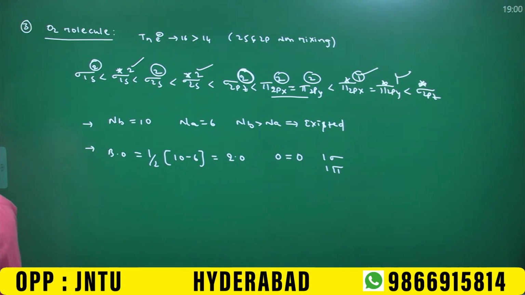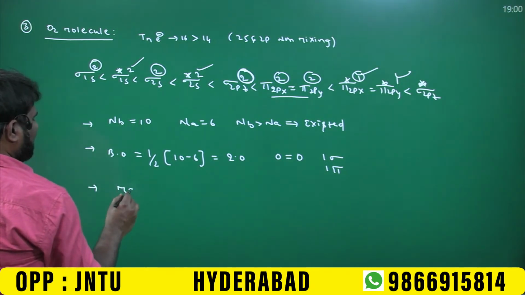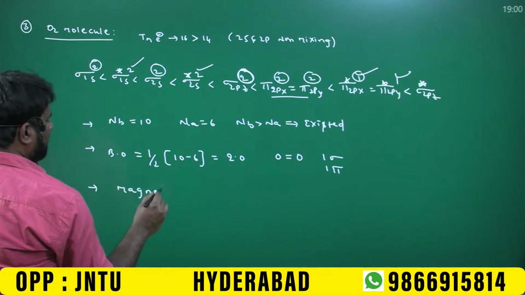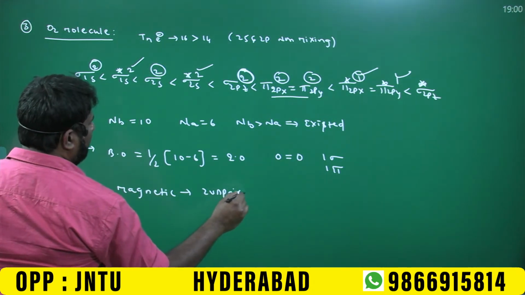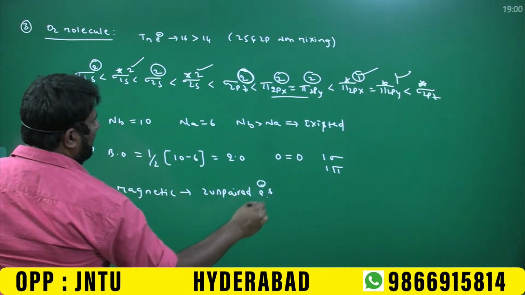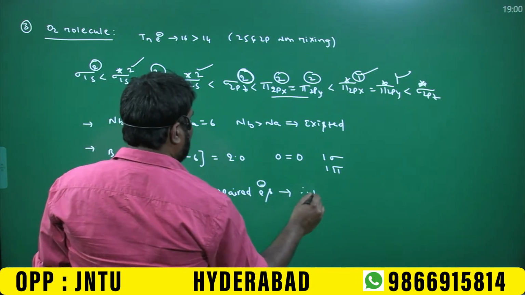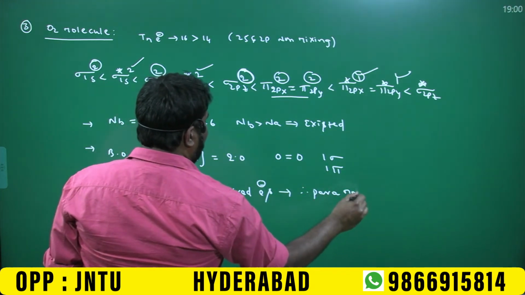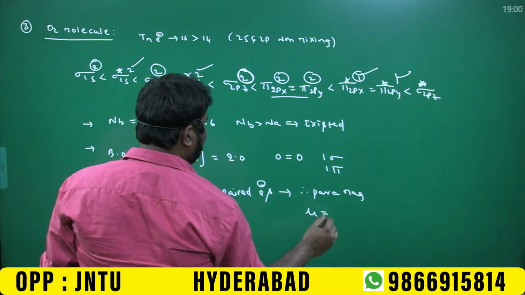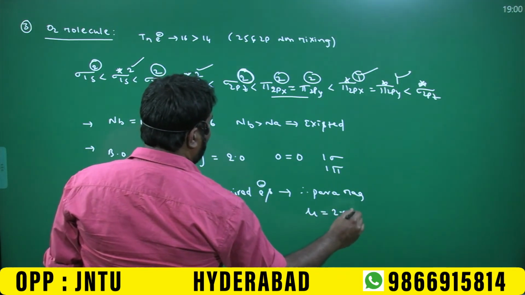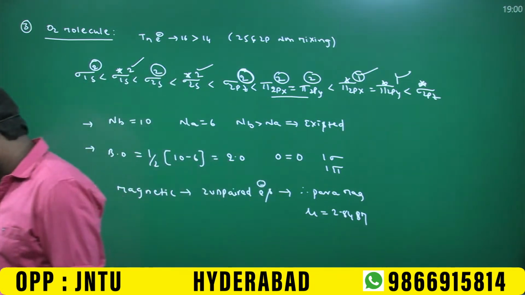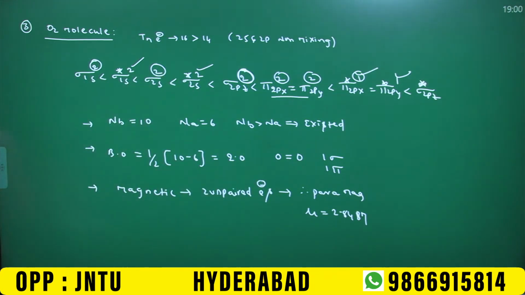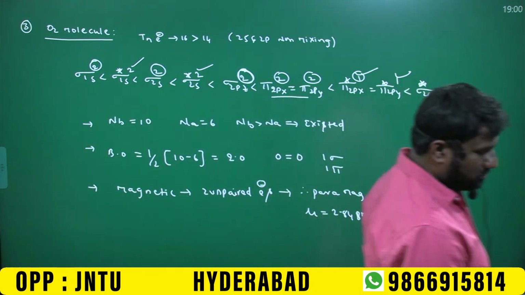The next one, magnetic nature. Does it contain unpaired electrons or not? Yes, 2 unpaired electrons are present. So that is the reason it is paramagnetic. And its magnetic moment is the same, 2.84 BM, root over n into n plus 2, as we did already. Write down.